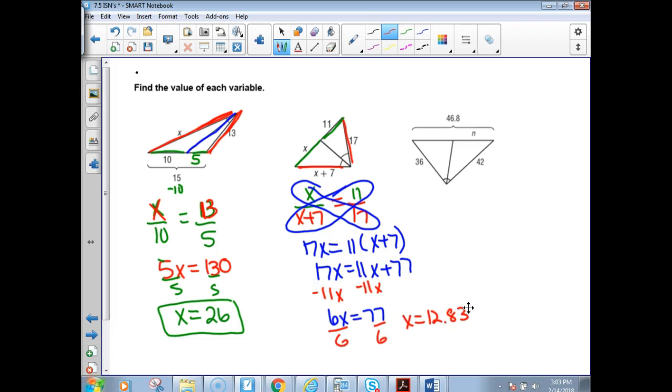The 3 repeats, doesn't it? Yeah, so we can just put a bar on the 3. Okay, I hope I've not confused anyone. The theorem is saying X is to 11 as X plus 7 is to 17. But notice that I still have the same things across from one another.